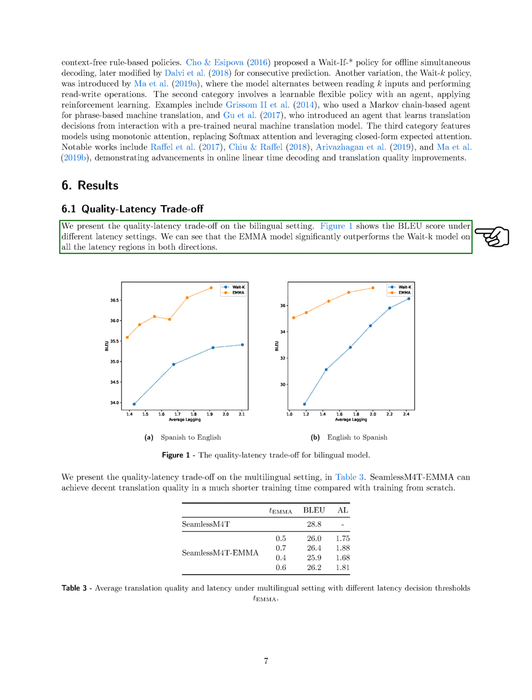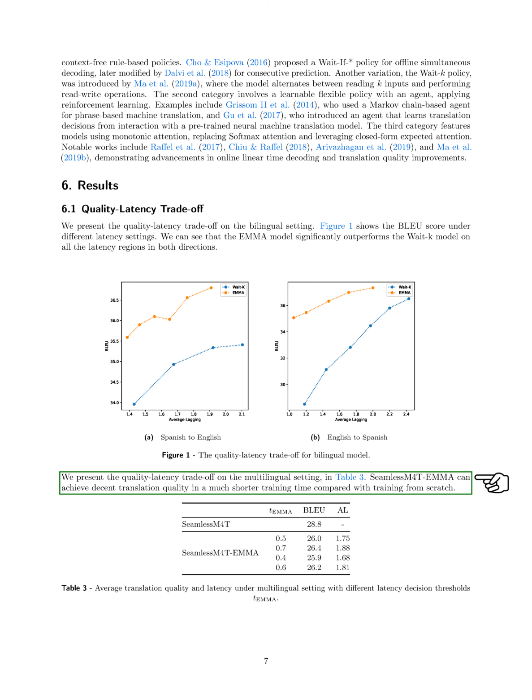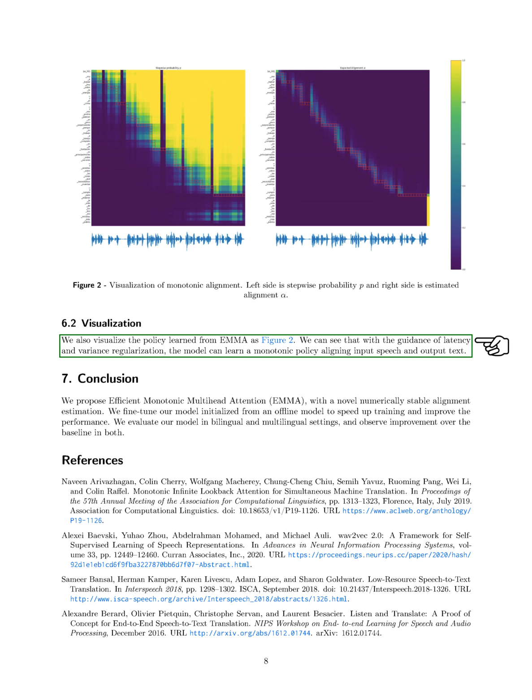We present the trade-off between quality and latency in the bilingual setting. Our model, EMMA, significantly outperforms the wait-k model in all latency regions in both directions. In the multilingual setting, Seamless M4T EMMA can achieve good translation quality in a much shorter training time compared with training from scratch. We also provide a visualization of the policy learned from EMMA. With the guidance of latency and variance regularization, the model can learn a monotonic policy aligning input speech and output text.